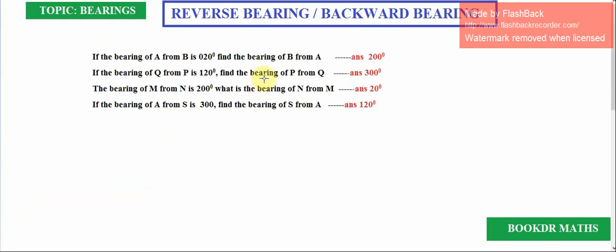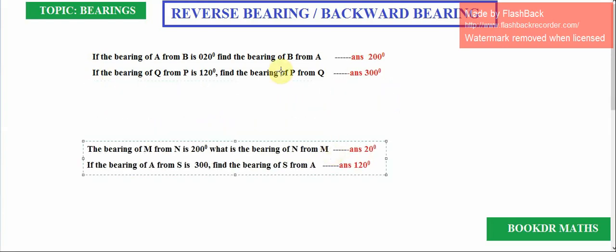Let's look at the questions we have discussed so far. The first question, an angle of 120 degrees was given, and when we found the backward bearing, it was 300. Sorry, the first one we got 200. The second one, when 120 was given, the backward bearing was 300. The third, 200 was given, backward was 20. 300 has been given, backwards is 120. Now let's separate this.